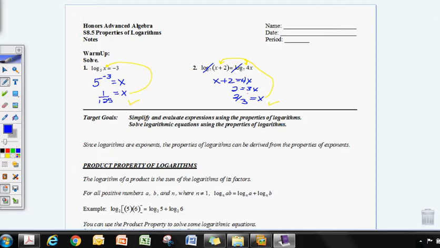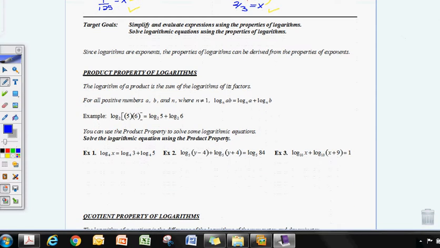So today we are going to continue, and if you read your learning target for today, we're going to simplify and evaluate using properties of logs today. And we're going to solve using those properties of logs. So we've got to figure out a couple of properties and make sure that everyone knows what's going on. So the first thing that I'm going to do is I want you to remember something. Remember, I said that logs and exponents are related.